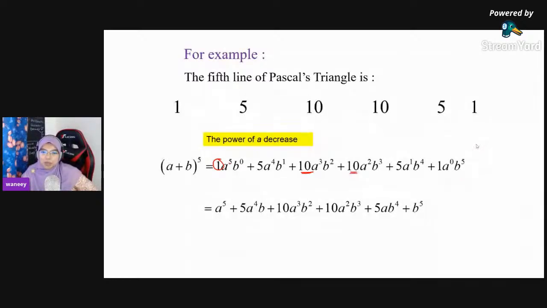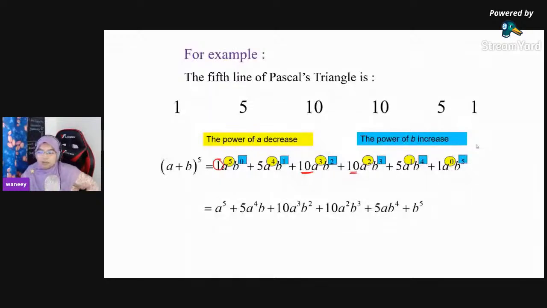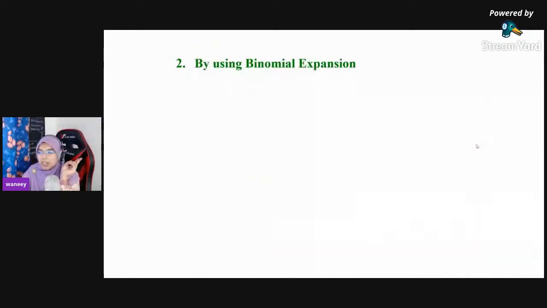Okay, so what we can see is that the power of a is decreasing, but the power of b is increasing. Those are the two things that we should keep in mind. The power of a will decrease, the power of b will increase. Okay, so now this is how we want to expand using the formula.